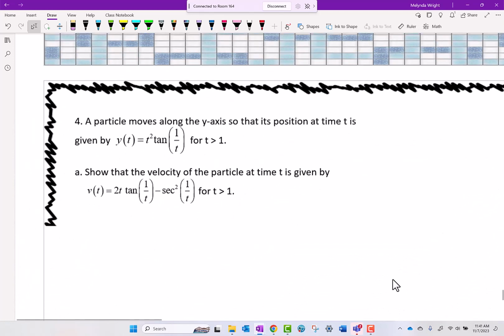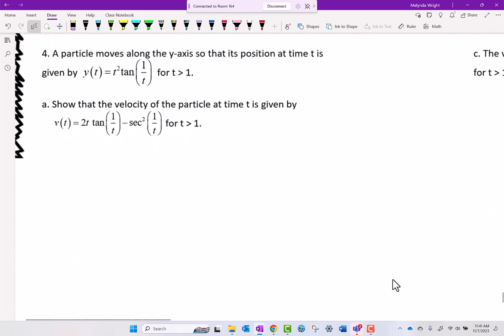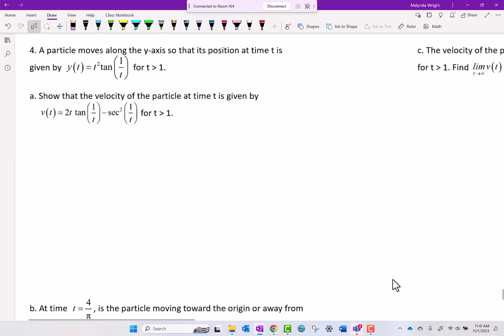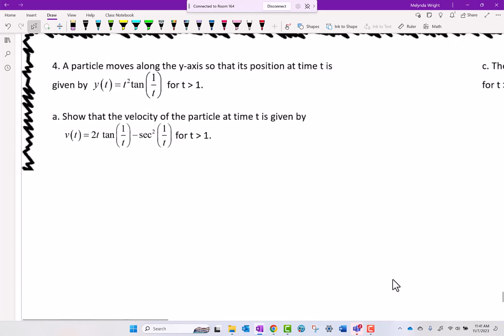Let's look at this one. Okay, so yay, a free response problem. That looks very exciting. Okay, so let's read through this. A particle moves along the y-axis. Its position at any time is that. Show that the velocity of the particle at time t is given by this.